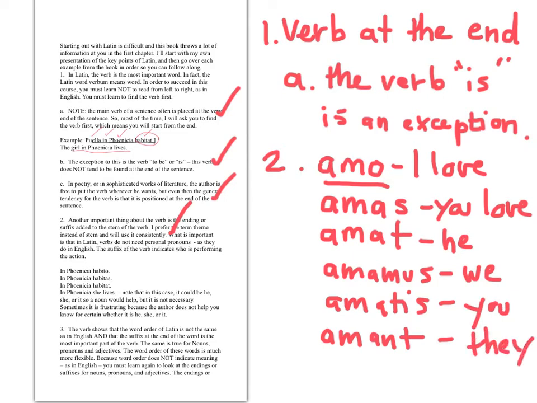So each of these different suffixes is added onto the theme, and that's what's important as far as understanding what the verb actually translates as. It's the end of the verb that tells you how to translate that verb.